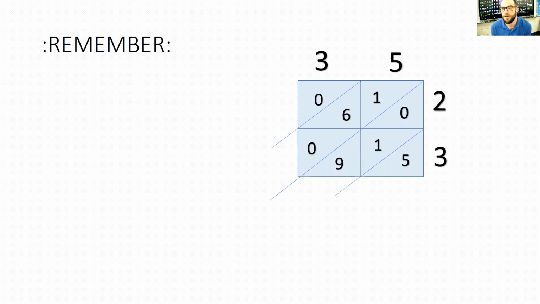Now the answers just fall down. So the 5 would fall down. Oops. The 5 would fall down. And then 9 plus 1 is 10, so a 1, 0. And then 6 plus 1 is 7. So that's 7, 0, 5.